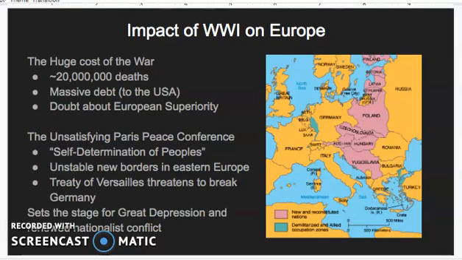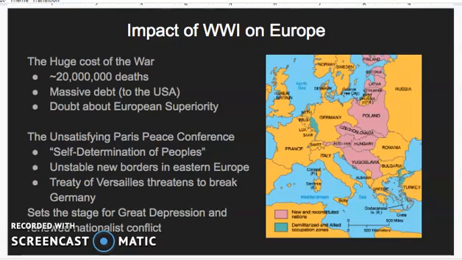These are both civilians and soldiers. This is a massive cost to the manpower of Europe. On top of that, you are also going to see pretty much every single European country find itself massively in debt, largely to the United States, who loans a bunch of money to its allies.